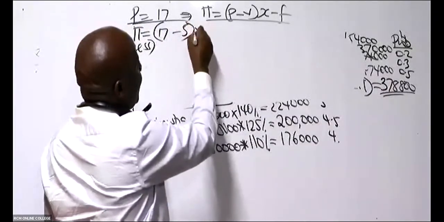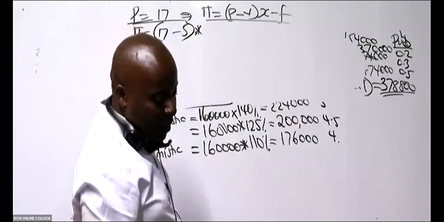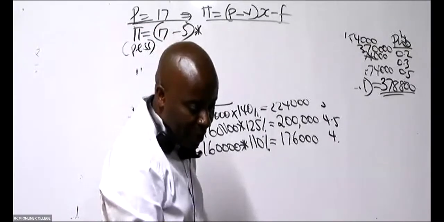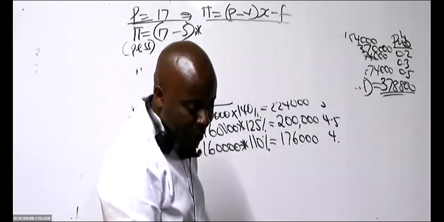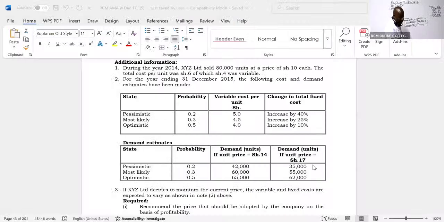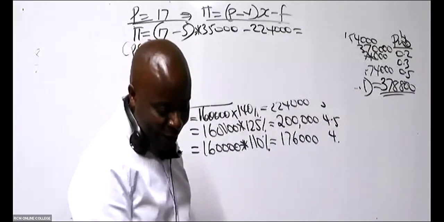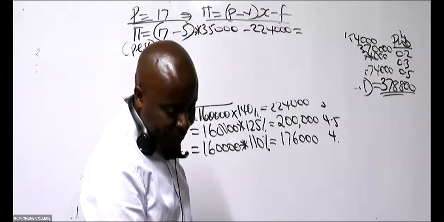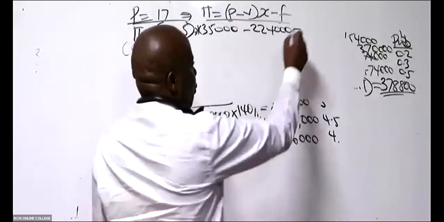If you're charging 17, then the pessimistic demand is 35,000. Pessimistic demand is 35,000. And then we have the pessimistic fixed cost, which is 224,000. Could you be kind enough to give me this answer, the first one? 196,000. Thank you so much.